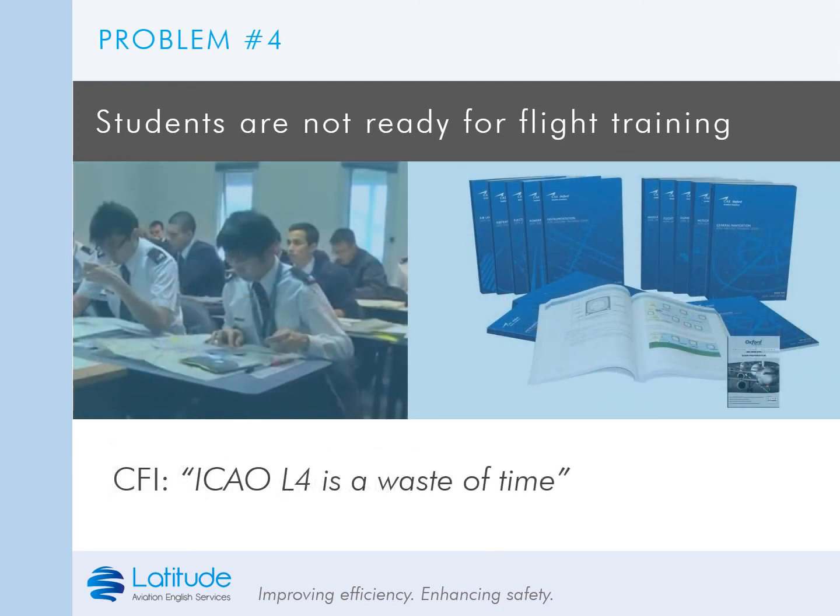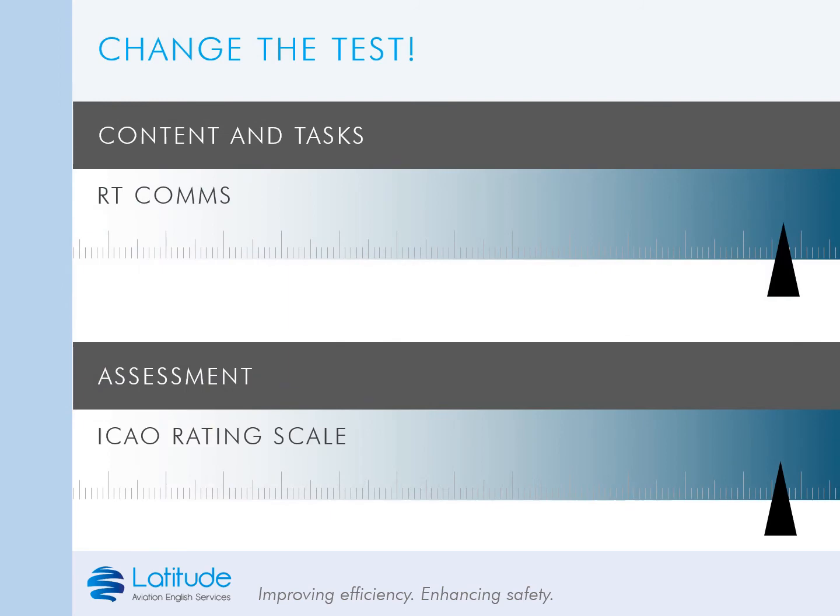The flight school and the airline customer are confused. These students got level 4, so why can't they cope? The ICAO LPRs are called into question. The CFIs say the ICAO LPRs are a complete waste of time. What's the solution? Well, the regulator could change the test.